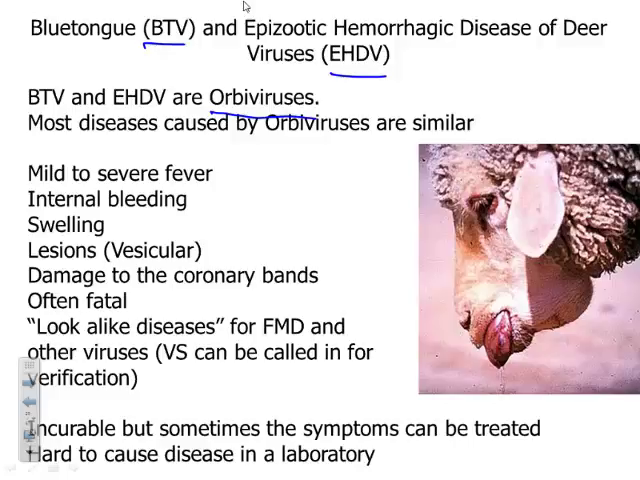So they usually cause fever, and it could be mild, but often it's quite severe. They cause internal bleeding because they're blowing apart capillary beds. So internal bleeding, which is what causes that drooling and blue tongue. They cause swelling because there's fluid loss. They cause lesions, and this is the problem for the U.S. Department of Agriculture. They cause lesions, vesicular lesions, so they're going to be around the mouth.